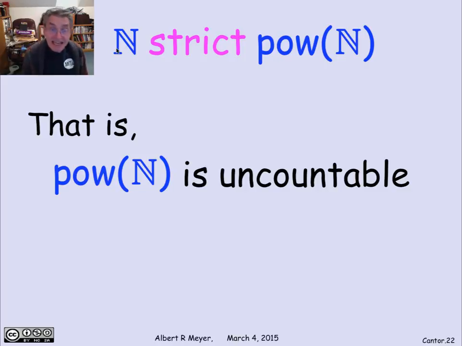We're saying there isn't any, so it's not countable, or not countable is usually phrased as uncountable. So the power set of N is maybe our second example of an uncountable set, the first one being the infinite sequences of binary numbers.